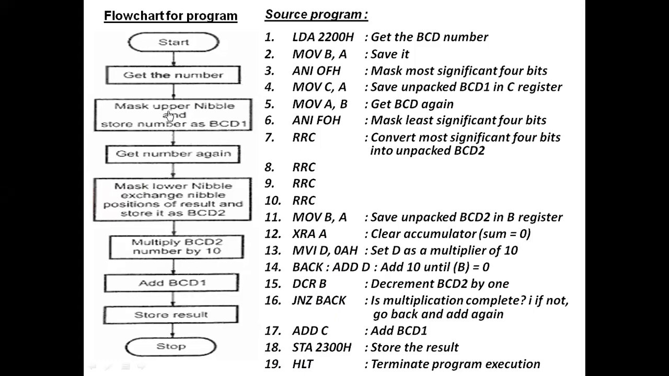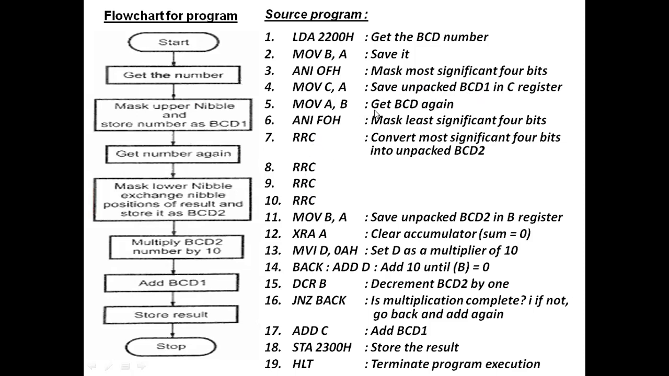If we have to mask the upper nibble, we will be using ANI 0F. If we have to mask the lower nibble, we will be using ANI F0. And then when ANI 0F is done, we will get BCD1. When ANI F0 is done, we get BCD2, but not the exact BCD2 until it is shifted right 4 times, so that the upper nibble can become the lower nibble.